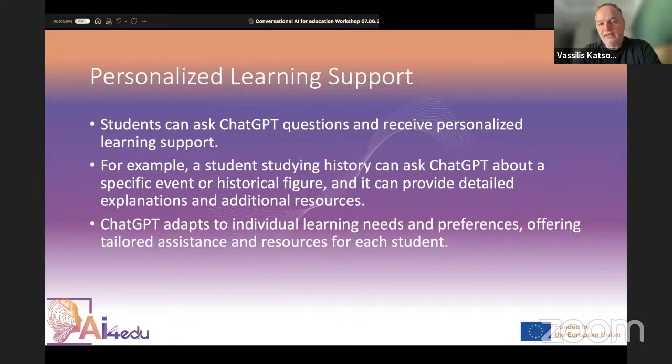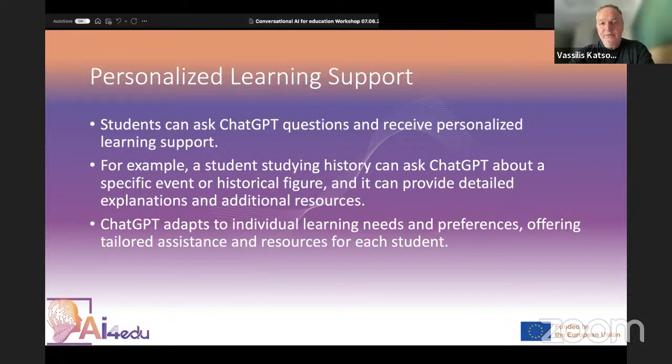So students can ask GPT questions and receive personalized learning support. The last one, personalized learning support, is not supported by ChatGPT as it is right now. But there are already in place a few industrial attempts, like Khan Academy or O'Reilly publications, that are trying to incorporate ChatGPT on the wealth of authoritative content that they have in order to provide personalized learning support to their customers, students or customers that are buying books, for example, from O'Reilly publications.